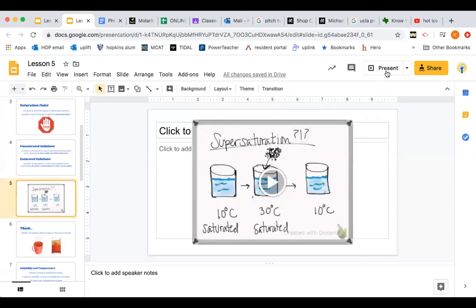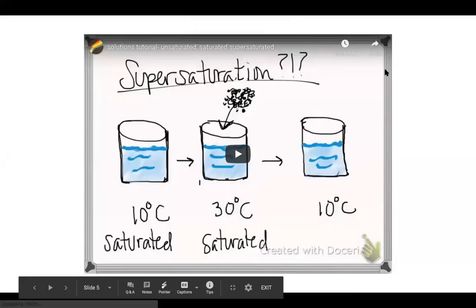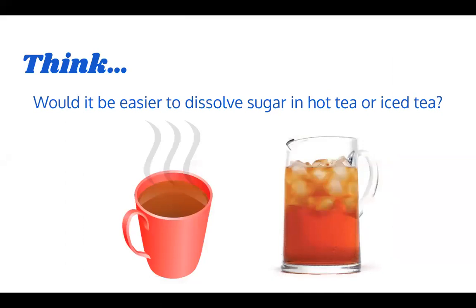Okay. Our next question for today, maybe you've experienced this in life, or you can just think about it in terms of chemistry. Do you think it would be easier to dissolve sugar into hot tea or into iced tea? Does anybody think they have an idea? What's your idea, Stephanie? I think it's gonna be easier to dissolve in hot tea because it's hot.